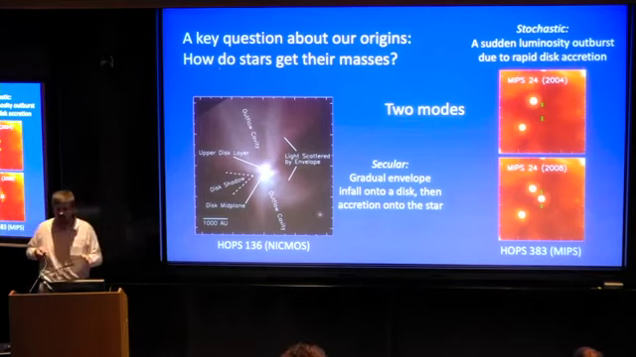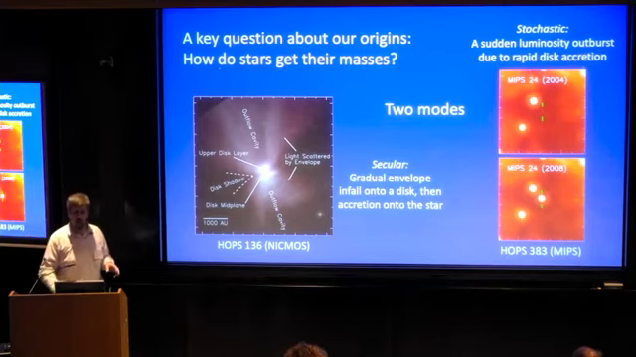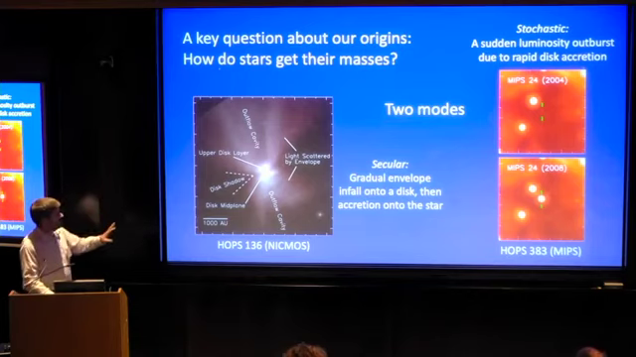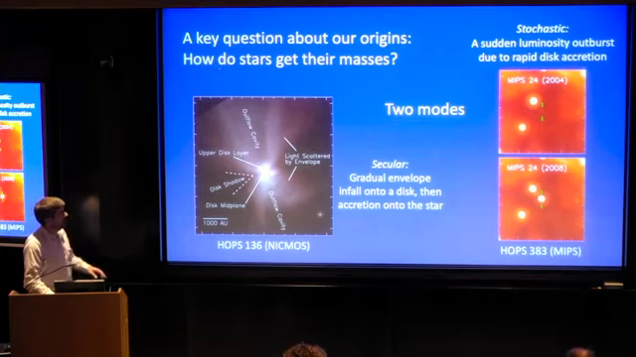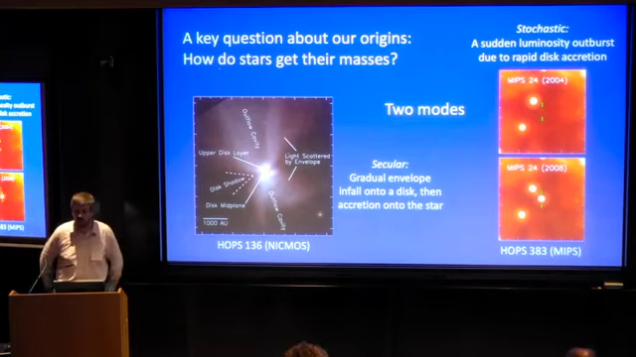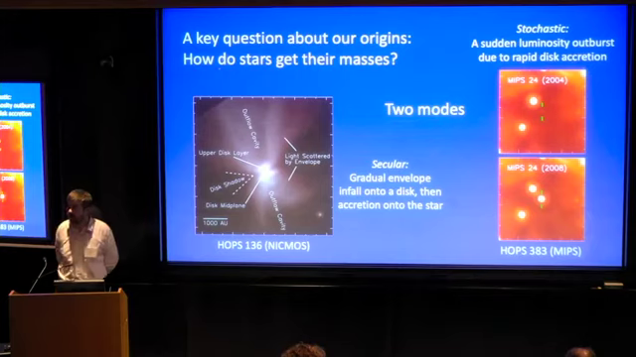So we have these two very distinct modes of accretion, where we have the sort of passive mode and then this very rapid luminosity outburst due to rapid disk accretion. These are kind of the protostellar equivalents of the FU Orionis stars, if you're familiar with those.